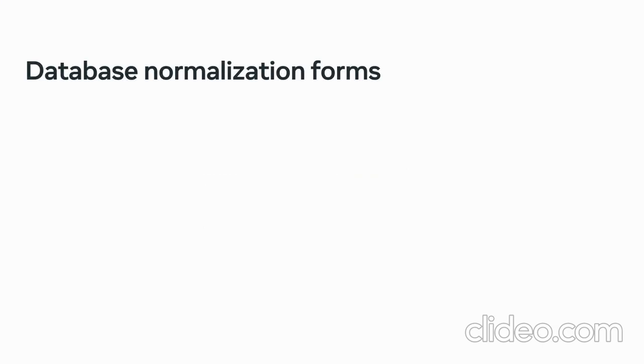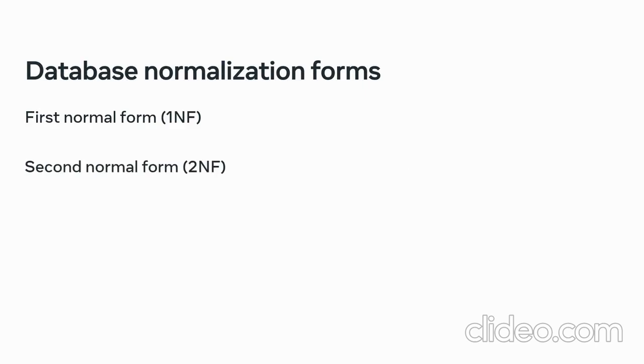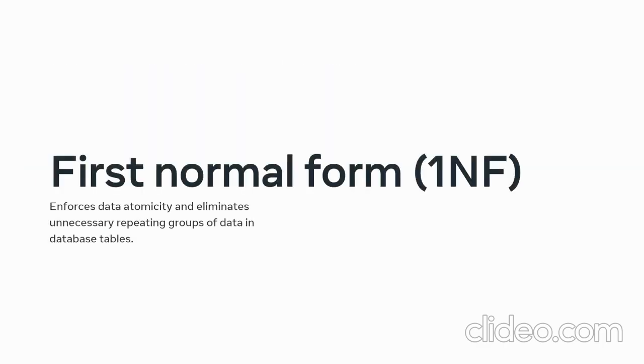However, in order to achieve database normalization, you first need to perform the 3 fundamental normalization forms. The database normalization forms include first normal form, or 1NF, second normal form, or 2NF, and third normal form, or 3NF. This video focuses on designing a database to meet the first normal form, or 1NF rules. These rules enforce data atomicity and eliminate unnecessary repeating groups of data in database tables.